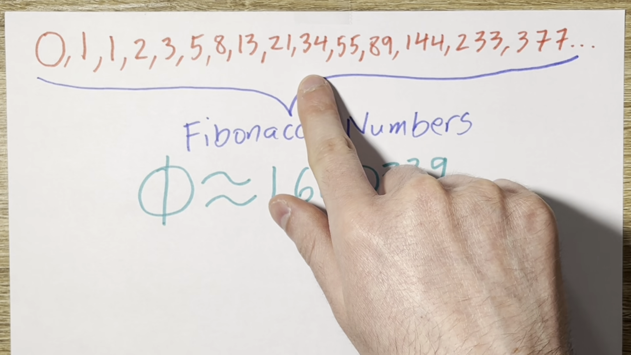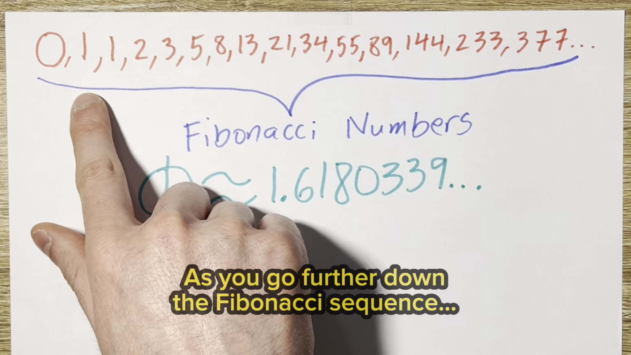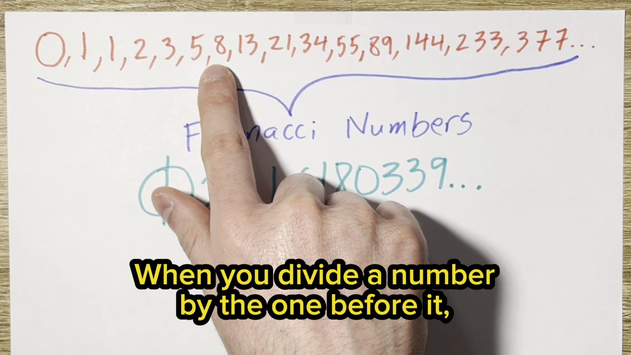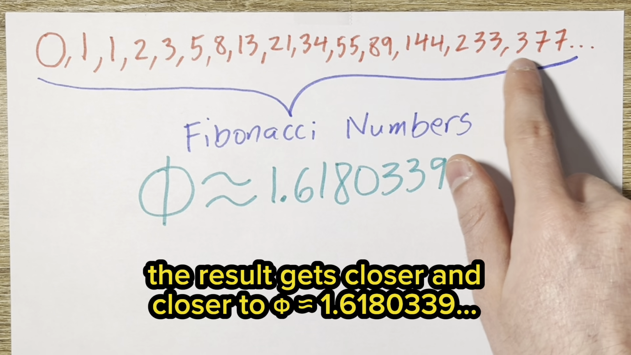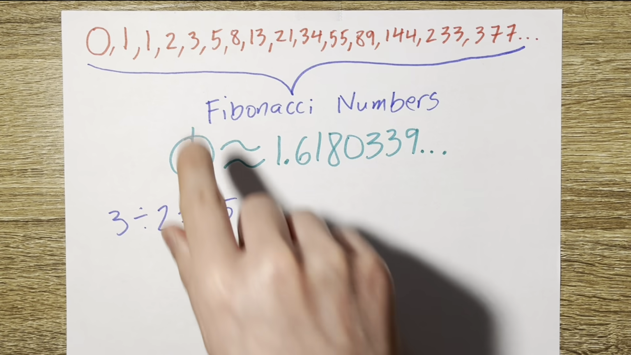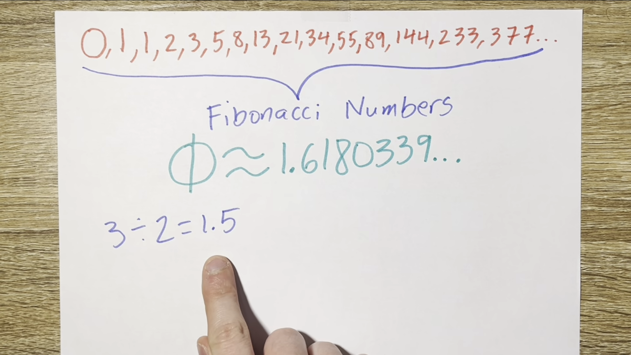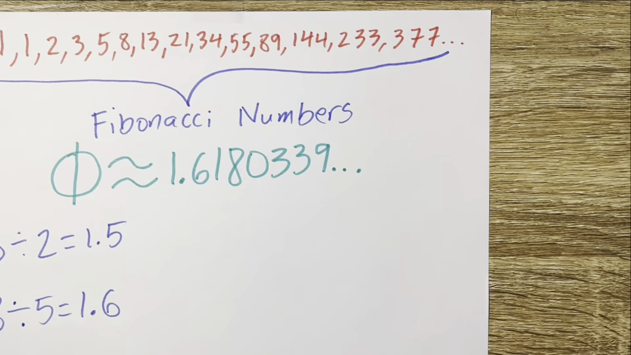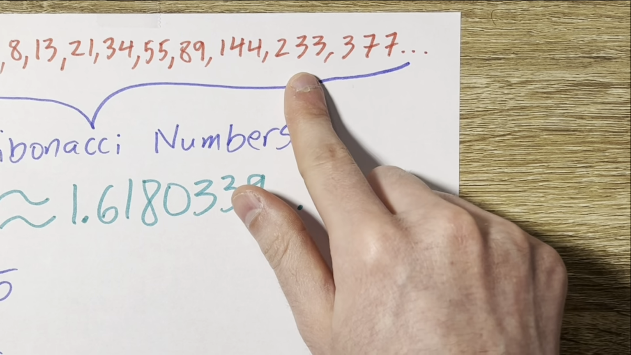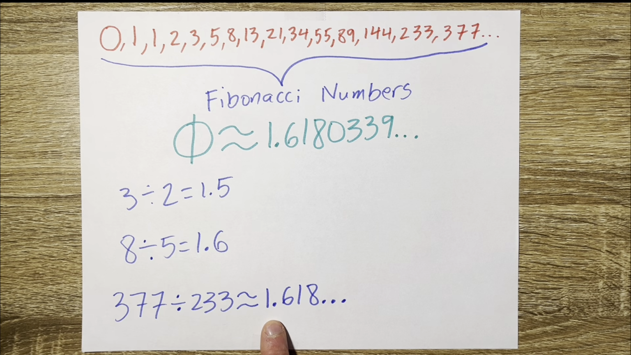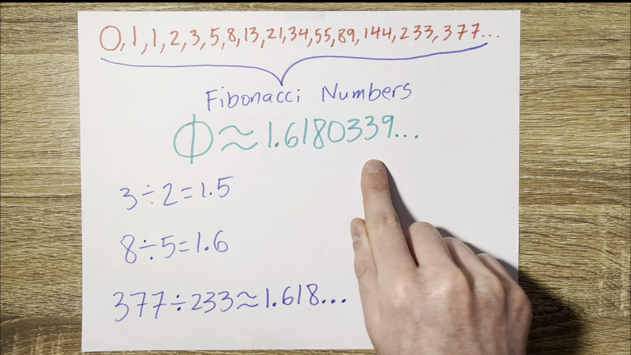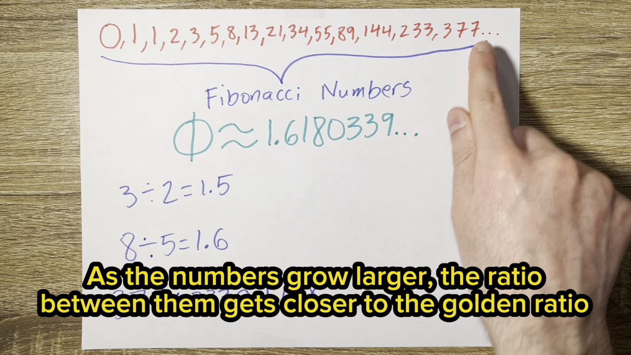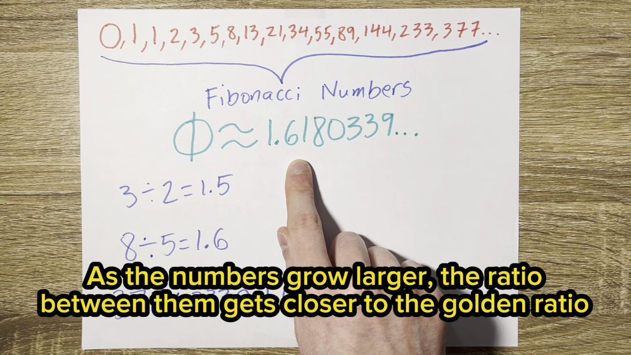Okay, so how does this pattern connect to the golden ratio? As you go further down the Fibonacci sequence, when you divide a number by the one before it, the results get closer and closer to the golden ratio. For example, 3 divided by 2 is 1.5, whereas 8 divided by 5 is 1.6. But 377 divided by 233 is about 1.618, which is already very close to the golden ratio. As the numbers grow larger, the ratio between consecutive numbers gets closer and closer to the golden ratio.